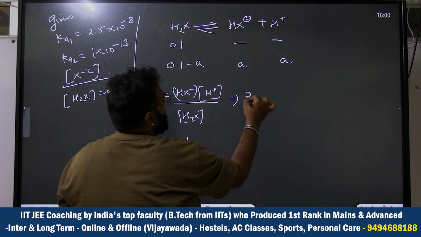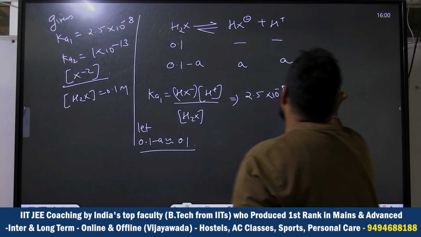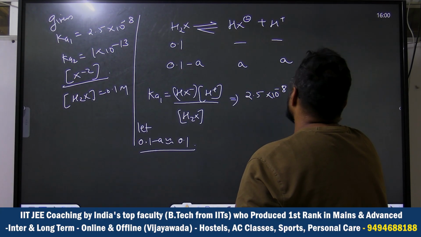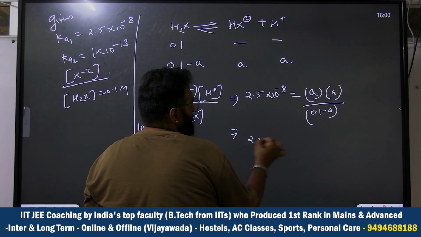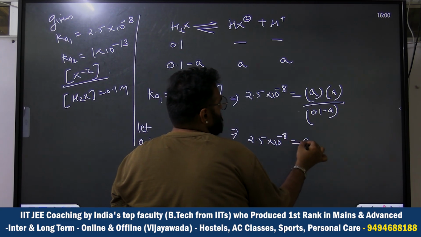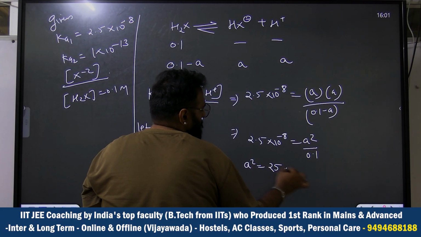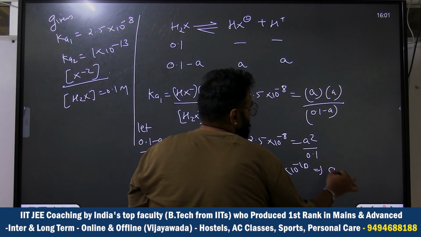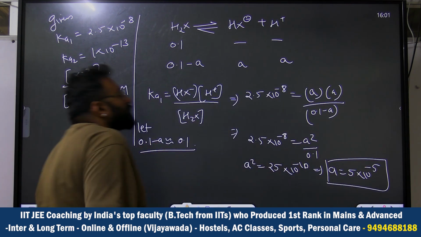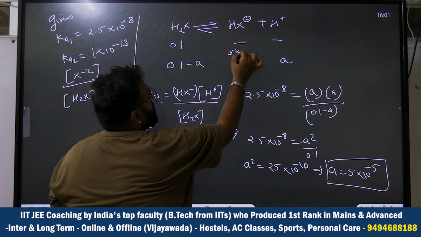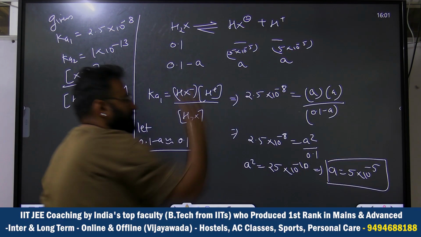So what is the value of Ka? 2.5 into 10 to the power minus 8 is equal to A into A upon 0.1 minus A. So 2.5 into 10 to the power minus 8 is equal to A square by 0.1. So A square is 25 into 10 to the power minus 10, which implies A is 5 into 10 to the power minus 5. So this value is 5 into 10 to the power minus 5.